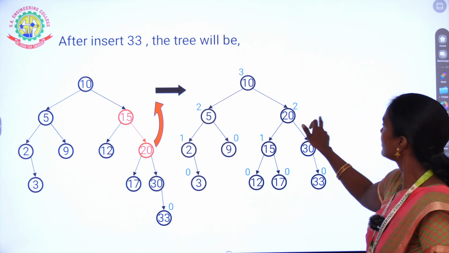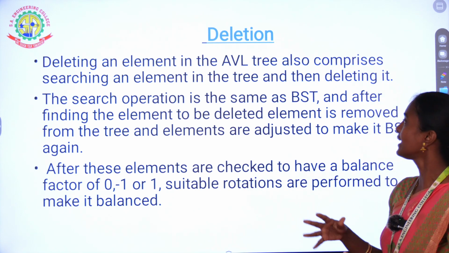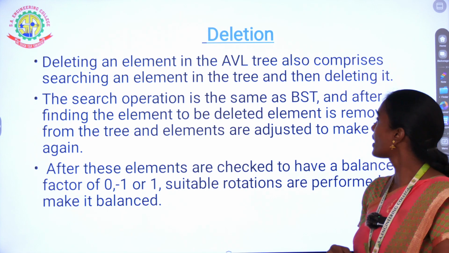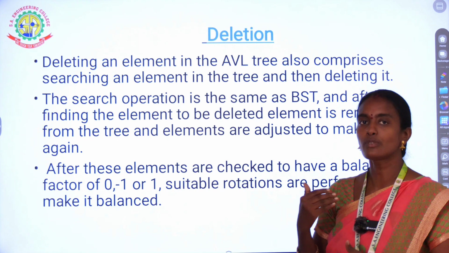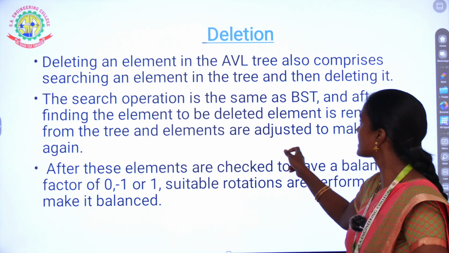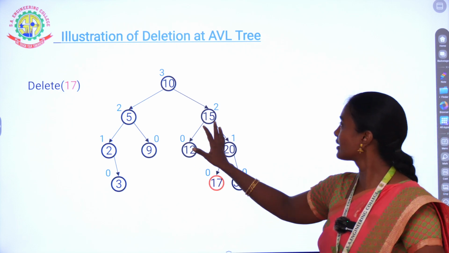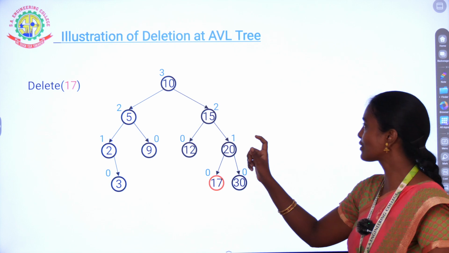So this is the insertion operation. Next we are going to see the deletion operation. Deleting an element in an AVL tree also comprises searching for the element in the tree and then deleting it. So first we have to search for the element and find where it is. Now see the example for deletion. Here is the tree. From it we have to delete the key value 17.